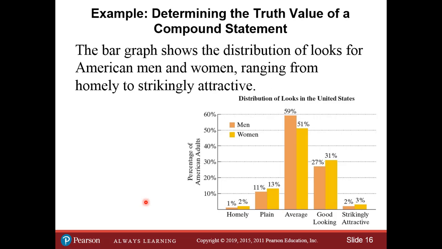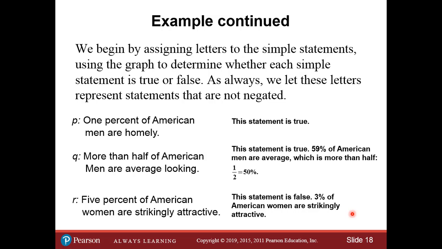So here, 1% of men are homely. That's true. More than half of American men are average. That's true. And 5% of women are strikingly attractive. That's false. Okay, so now we know that this statement is true, this statement is true, and this statement is false. Okay, so it's true, true, false. So now we got to put it together.